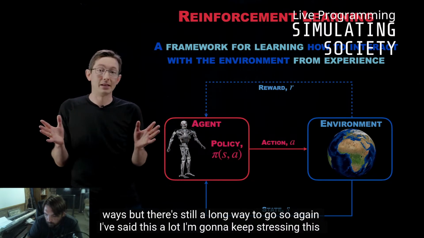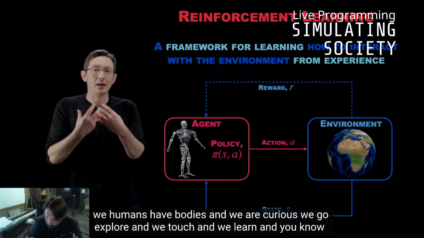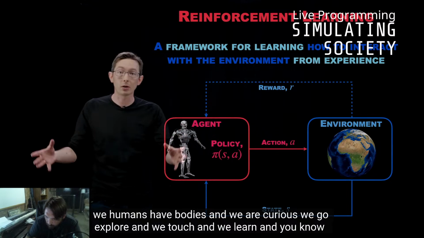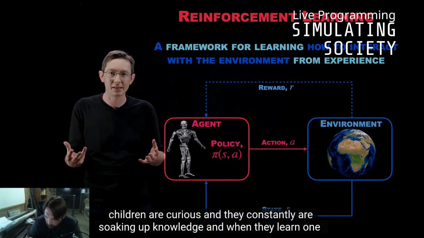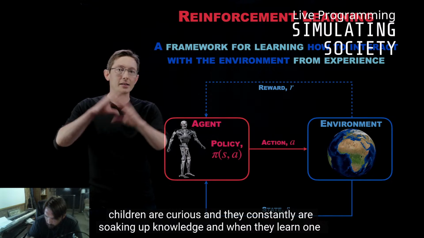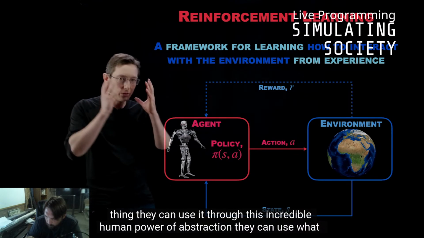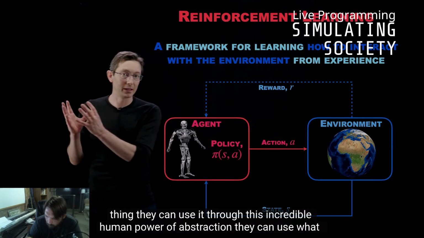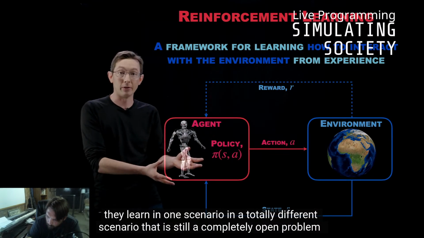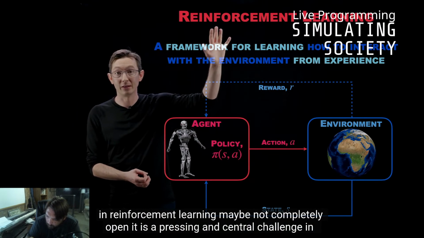I've said this a lot, and I'm going to keep stressing it. We humans have bodies and we are curious. We go explore and we touch and we learn. Children are curious and constantly soaking up knowledge. And when they learn one thing, they can use it, through this incredible human power of abstraction, in a totally different scenario. That is still a completely open problem in reinforcement learning.